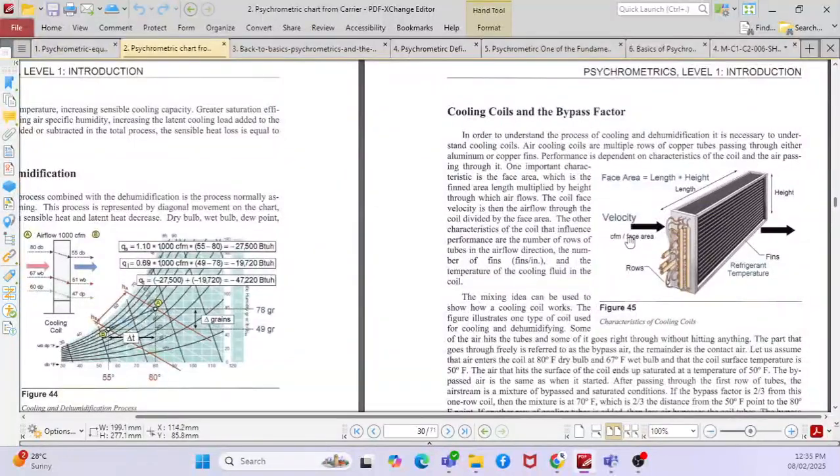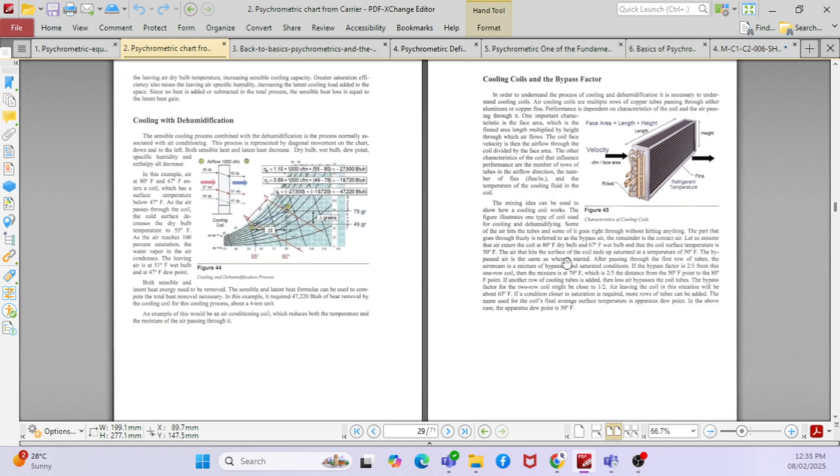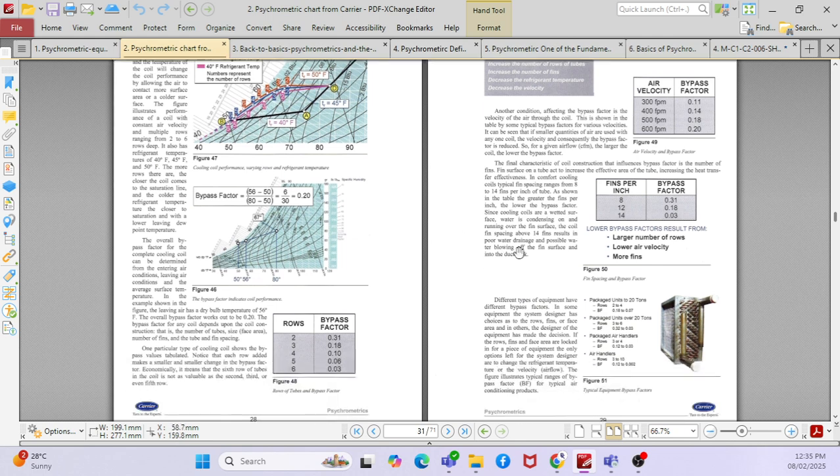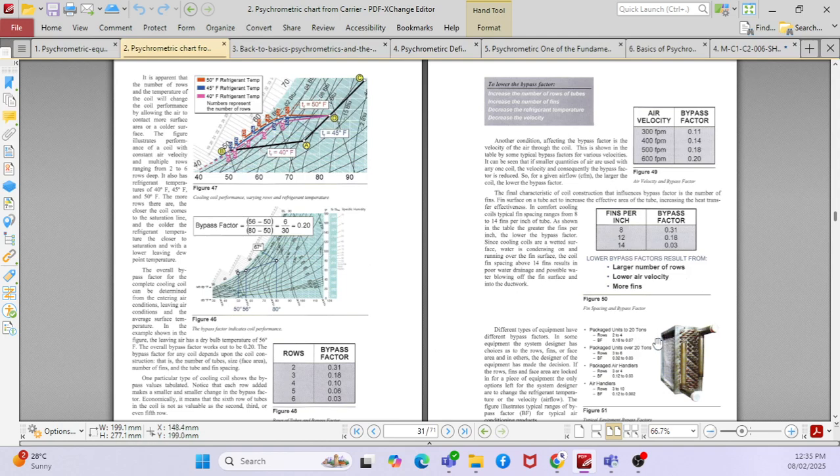Okay, whenever the air passes through the coil, it cannot pass through the coil 100%. Some air will escape between the coil. That is called bypass factor. That you can understand from here, right? Okay, these are the psychometric readings. How to take the values here. Then if you go further down, this is the coil design, air velocity and bypass factor. When the air velocity increases, your bypass factor also will increase, right?